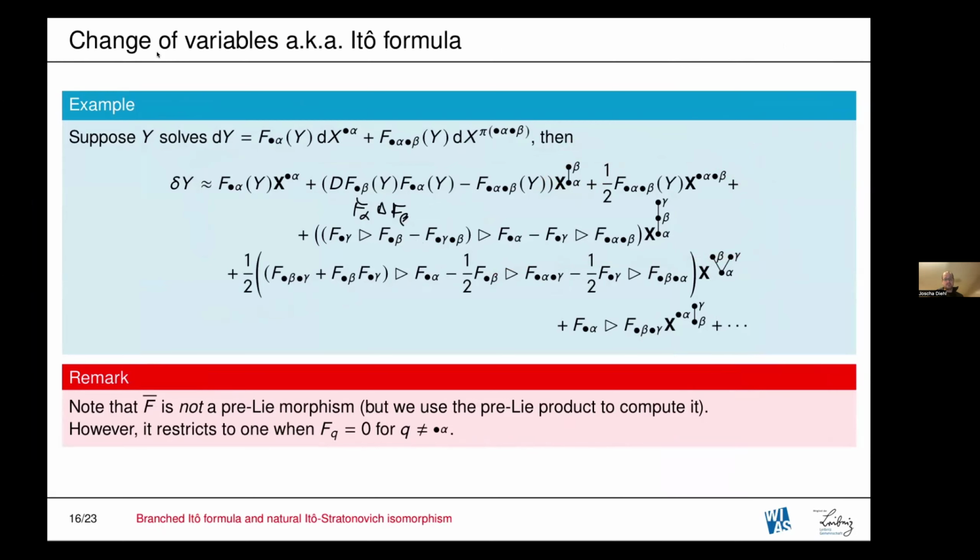Yeah. And then you say, by the way, we found out this thing about commutative B-infinity algebras. But you don't need this for the Itô formula, right? The Itô formula you proved before.